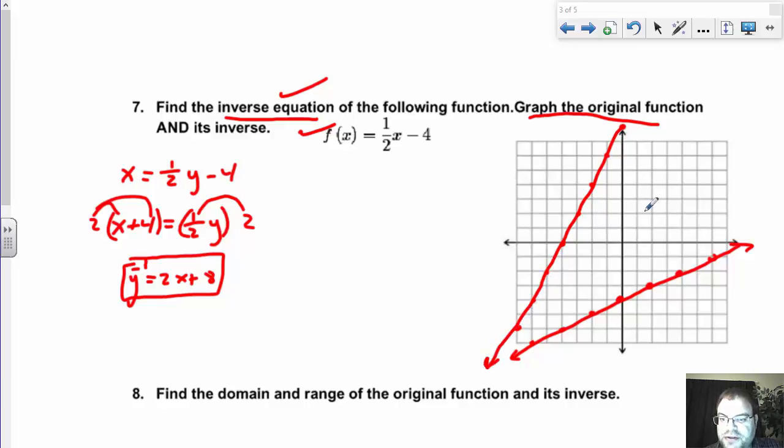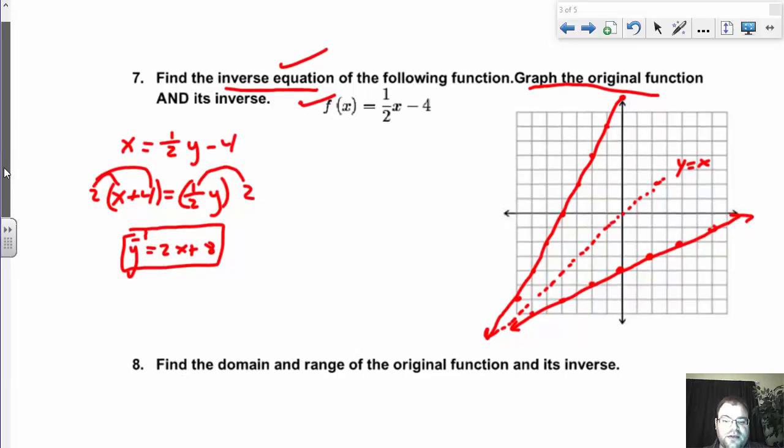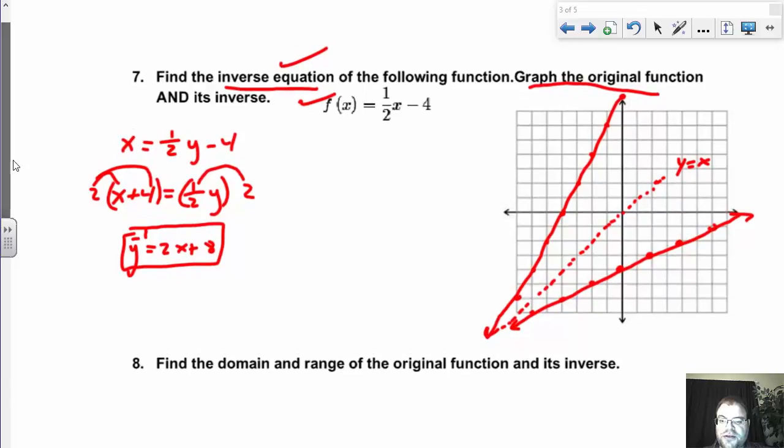These two graphs will intersect, and this is a reflection, as you know, across this line here, which is y equals what? y equals x, remember. I don't require that you draw that, but I want you to see that that's a reflection across y equals x. Every time we do an inverse function graph, it'll be a reflection of the original graph across y equals x. It says find the domain and range of the original function and the inverse.